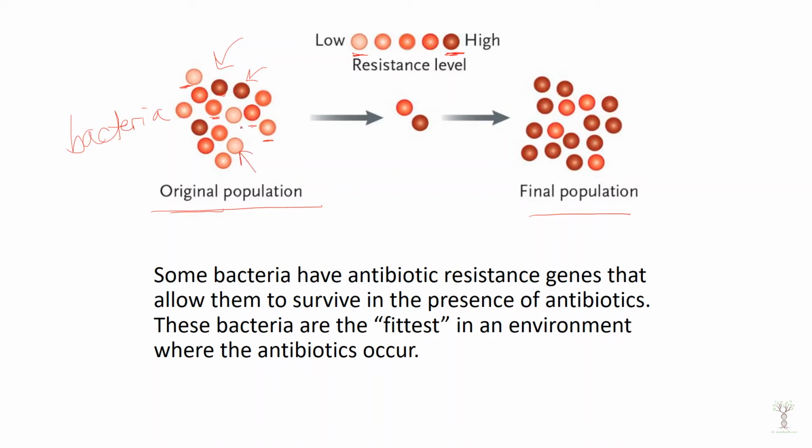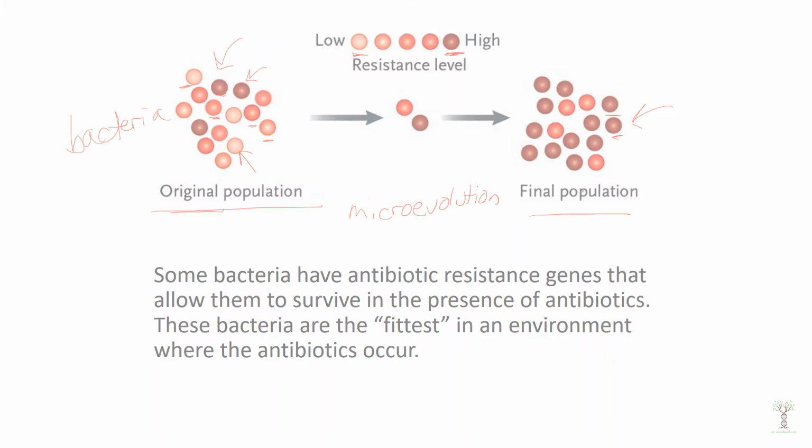As the lighter colored bacteria that are not resistant to antibiotics are killed off by the selection pressure, the population is going to evolve so that more organisms with antibiotic resistance exist. Those bacteria are going to be the fittest, and now the population has changed. So this is microevolution because the population is different over time.